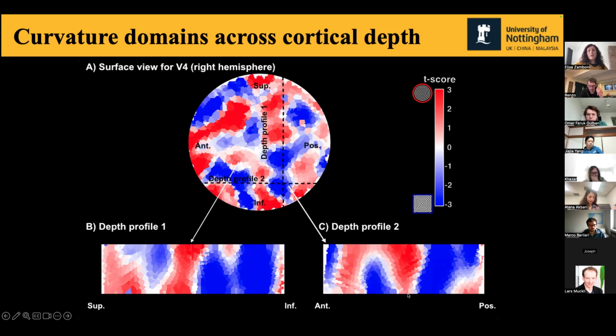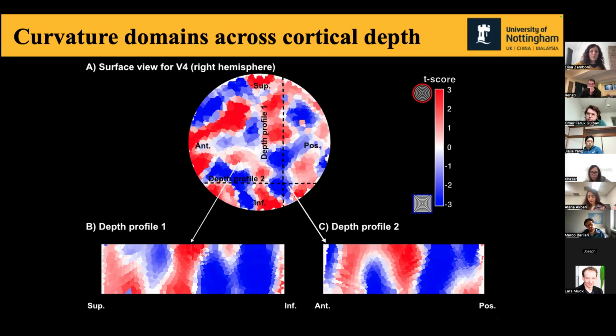So this study was effectively the first to show cortical curvature domains across the cortical depth in humans, which was really exciting. And the idea here is that hopefully we'll be able to carry on this work using more complex stimuli as well, and look at the interplay between curvature and other visual features such as orientation and color.